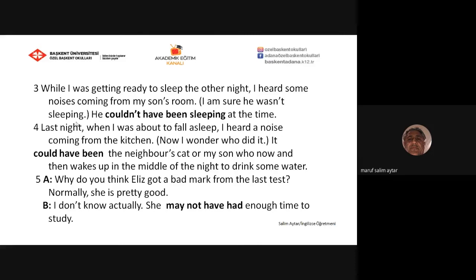It's possible too. 4 says, last night when I was about to fall asleep, I heard a noise coming from the kitchen. Now I wonder who did it. It could have been, it may have been, it might have been the neighbor's cat or my son, who now and then wakes up in the middle of the night to drink some water.